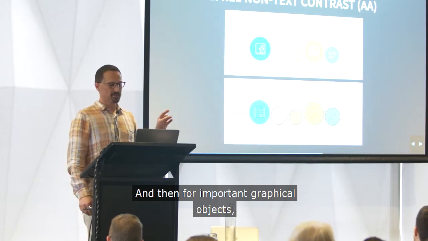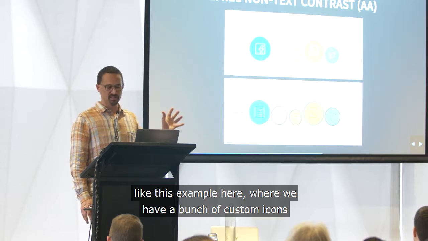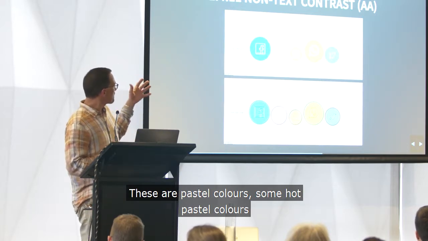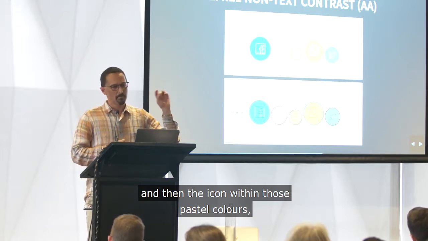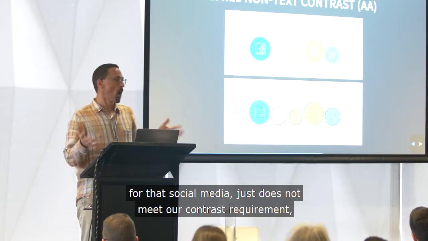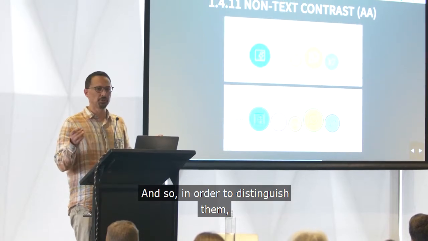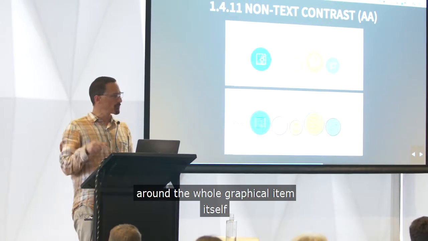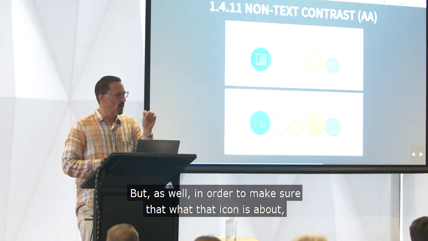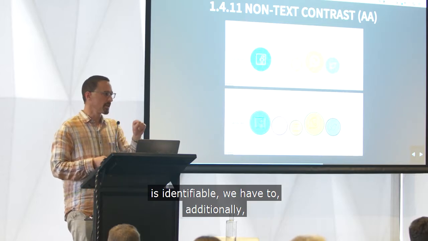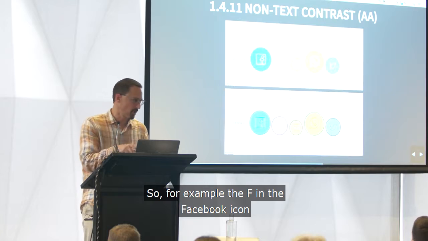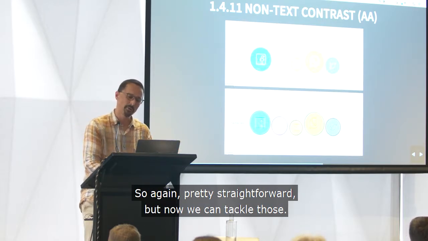And then for important graphical objects, like this example here, where we have a bunch of custom icons for different social media, Facebook, Instagram, LinkedIn, and Twitter. These are pastel colors, some hot pastel colors, and then the icon within those pastel colors, which are identified just by white in the shape of the typical icon for that social media, just does not meet our contrast requirements. They're hard to see for everyone, in fact. And so in order to distinguish them, we have to put a different colored outline around the whole graphical item itself to distinguish it from the surrounding area. But as well, in order to make sure that what that icon is about is identifiable, we have to additionally use a different darker color on the bits of the graphic which identify what it's for. So for example, the F in the Facebook icon needs to stand out with a different contrast. So again, pretty straightforward, but now we can tackle those.